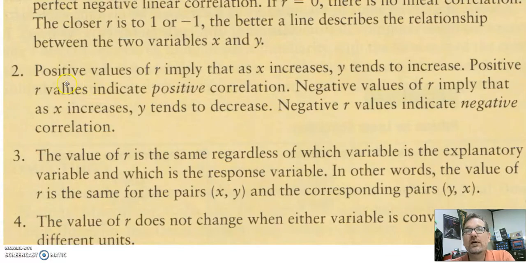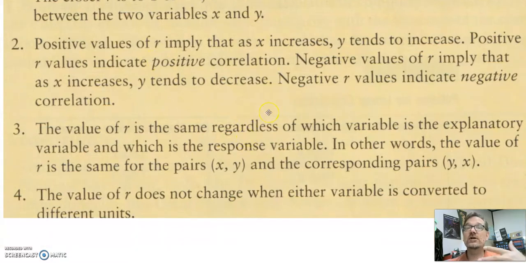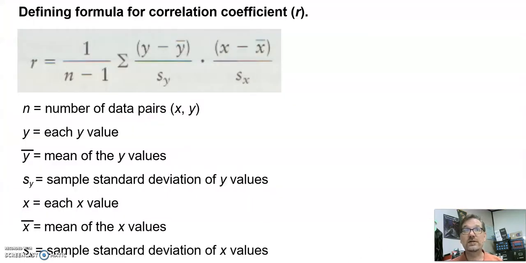So like I said, a positive R is a positive slope. That means as X increases, Y increases. And a negative R tells me the exact opposite. As X increases, Y decreases. The value of R is the same regardless of which variable is the explanatory and which one is the response. So XY is the same as YX. And R will not change if we use different units, because R is a measurement of how close our data is to this line that we are going to use to predict outcomes. That's all that R value is.